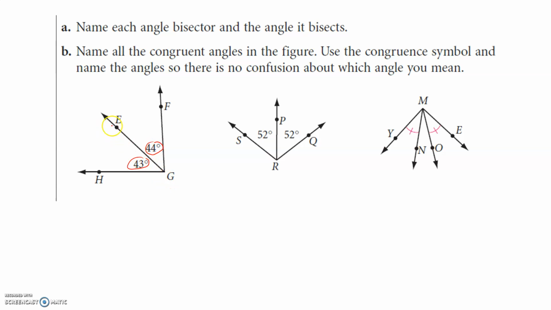So GE, ray GE, is not an angle bisector. And here I have 52 degrees and 52 degrees. So this ray splits angle SRQ into 2 equal parts. So therefore, ray RP is an angle bisector. And here we have 2 equal angles, but you see that there is not a ray splitting them. There's like 2 rays that are splitting them. So that is MN and MO are not angle bisectors.